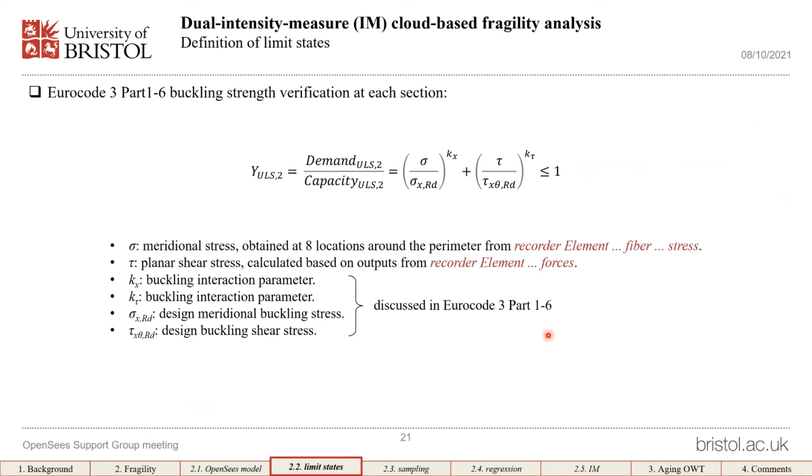Now, the calculation of buckling strength verification is quite similar to the Mises stress. So this equation was directly adopted from the Eurocode 3, and you may see that it has a formulation of demand over capacity for both the sigma and the tau. The two components are then also combined by these so-called buckling interaction parameters. And again, the quantities needed for the calculation of sigma and tau are identical to those presented in the previous slide.